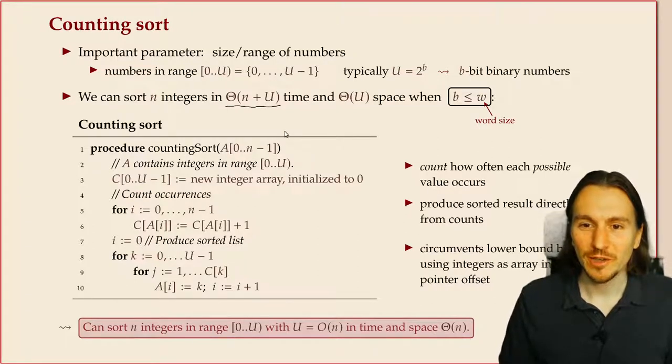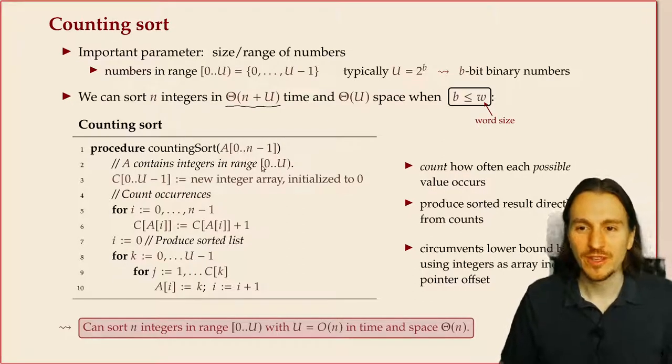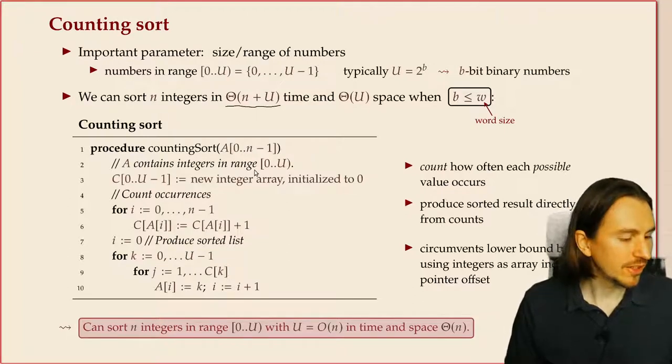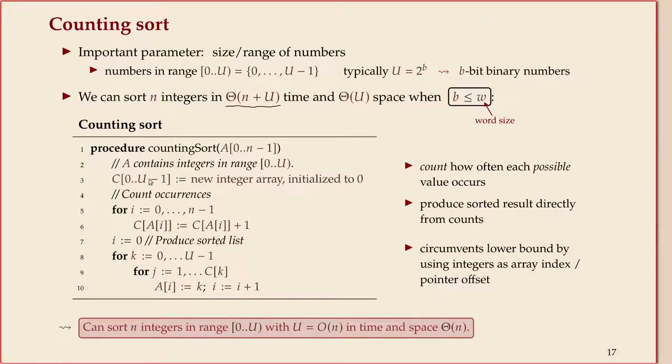But how does counting sort work now? It's a very simple algorithm. You get the array of numbers. These are in this range. And what you do is you take a new array that has indices from 0 up to u. So essentially the entire range of your numbers. And that's the counter array.